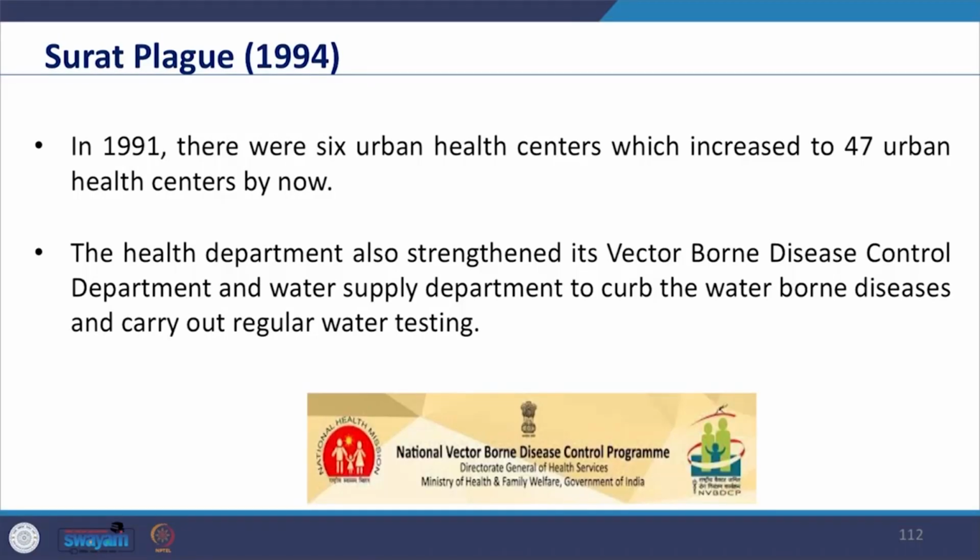In 1991, there were 6 urban health centers, which increased to nearly 47 urban health centers by now. Likewise, the health department also strengthened its vector-borne disease control department and water supply department to curb the waterborne disease and carry out regular water testing. So, we see how the health infrastructure improvement was focused and also the required work for it was targeted. And in addition, the monitoring system was also developed and a drive mode was adopted, which helped in controlling and improving the situation of the city in such a crisis.